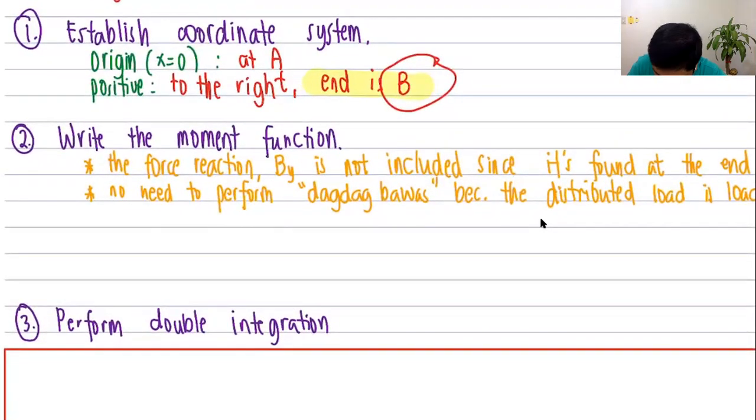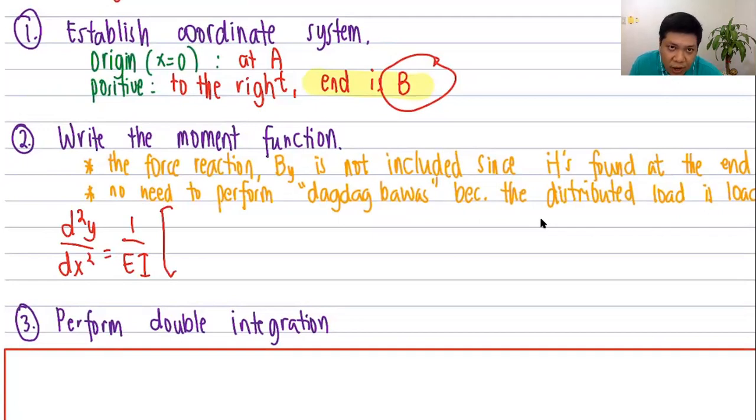So my moment function is d squared y over dx squared is equal to 1 over EI, multiplied by, the first one is the support reaction. So I have Ay, which is 66.75 upward, so that's positive. 66.75 times x minus a, but where is the location of the support reaction? It's at x equals 0, so that's 0, raised to 1, since that's a concentrated load.